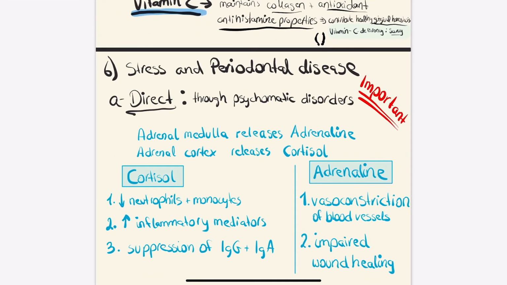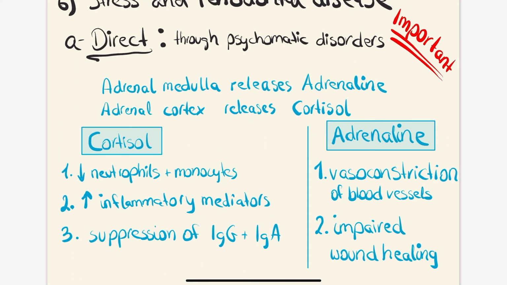The direct one. So the adrenal medulla releases adrenaline, and the adrenal cortex releases cortisol. Okay. Cortisol leads to decreased neutrophils and monocytes, increased inflammatory mediators, and a suppression of IgG and IgA. Okay, adrenaline leads to vasoconstriction of blood vessels and impaired wound healing.